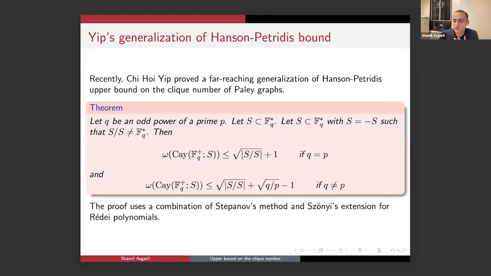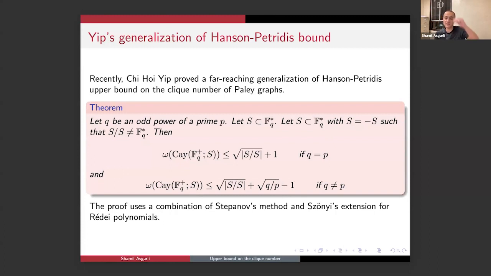And if q is strictly larger than p, where p is the characteristic of F_q, of course, then you get a little bit of a worse bound. So then you know that the clique number is at most the square root of the size of S divided by S, plus the square root of q divided by p, minus 1.